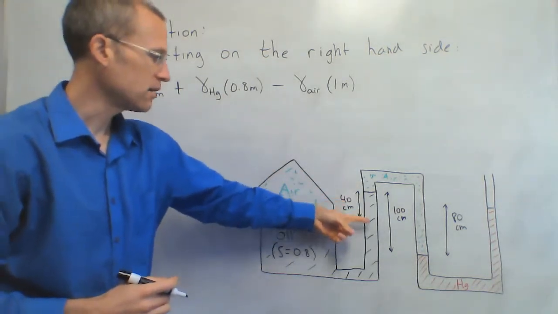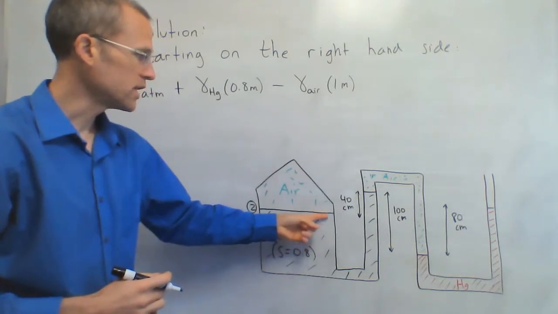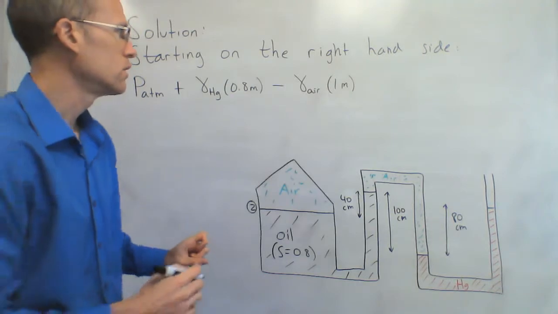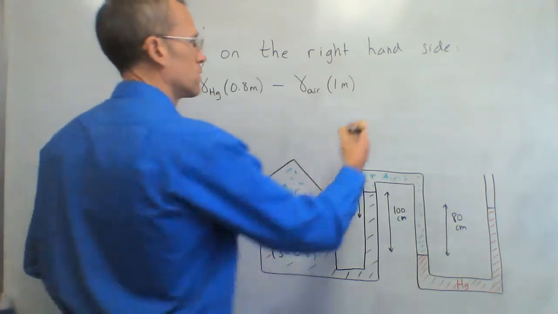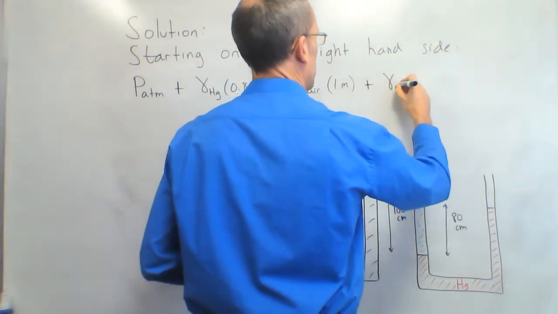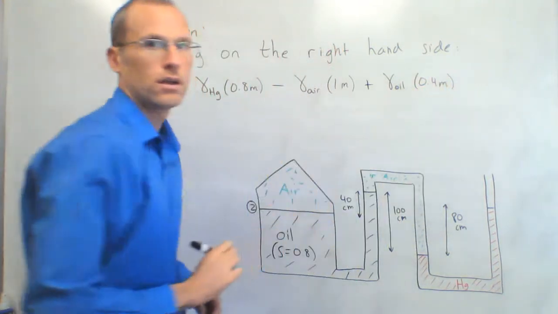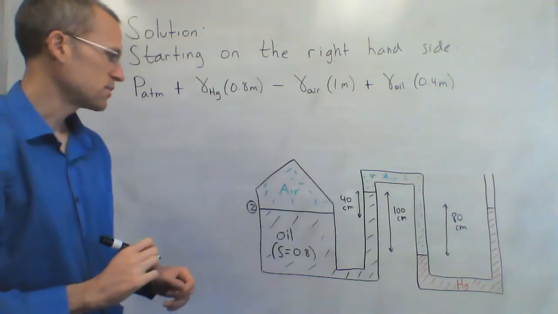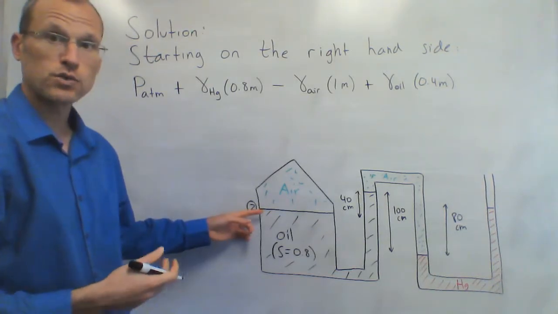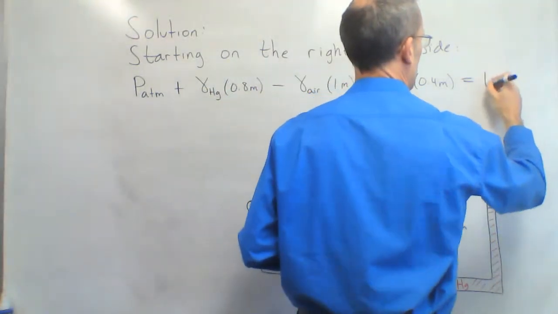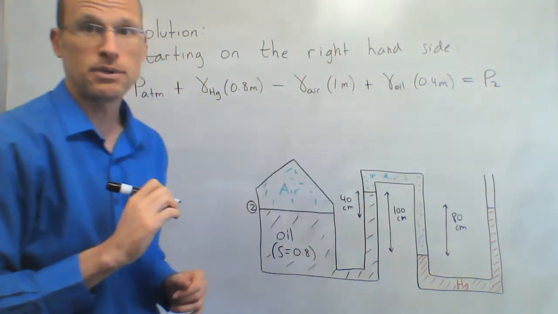I then want to come down through the oil to point 2, so I'm going to have to go down 40 centimeters of oil. So that's going to increase pressure: gamma for the oil times 40 centimeters. And that brings me to the pressure at point 2, which is what I'm looking for. So this full expression is P2.